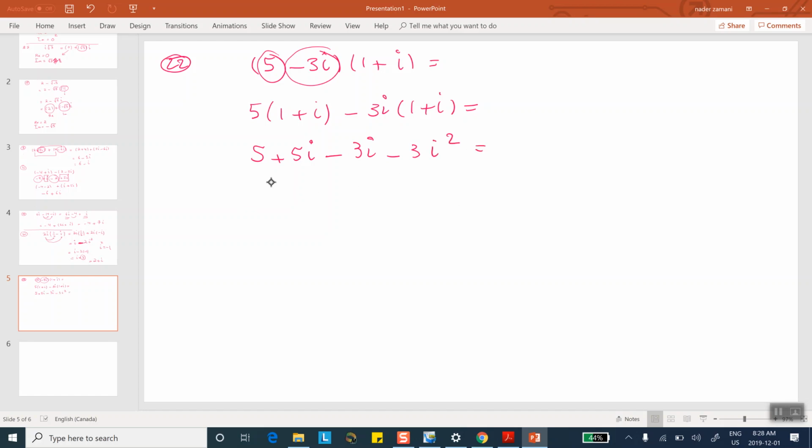Now remember, well, first of all, let's do this. 5 plus 5i minus 3i is 2i. And I want to remind you that i squared is minus 1. So minus 3 times minus 1 is going to be plus 3. There's a minus 3 here multiplied by minus 1 there. It's going to give you plus. And let's do the final thing. 2i plus 8. Okay. Let's do number 26. Same kind of a thing.